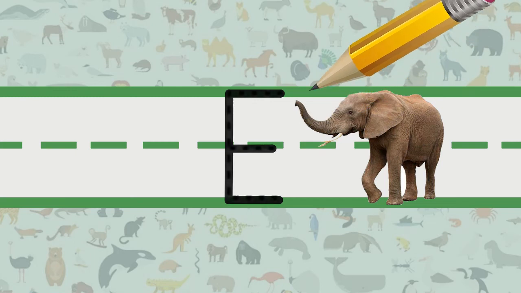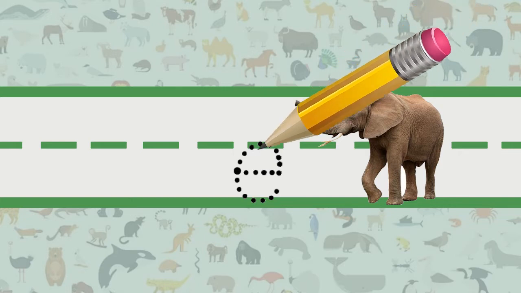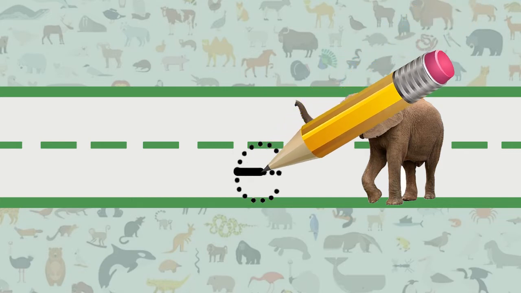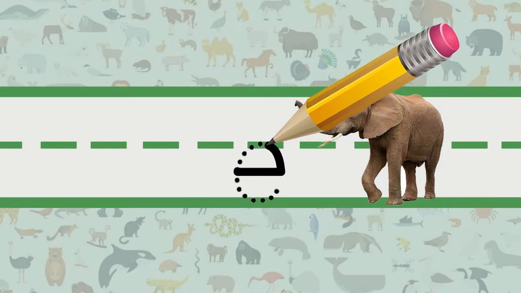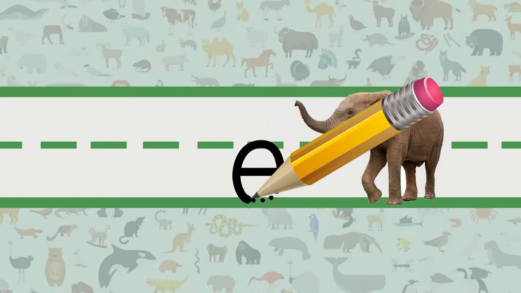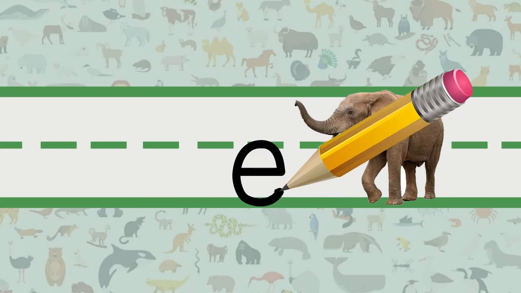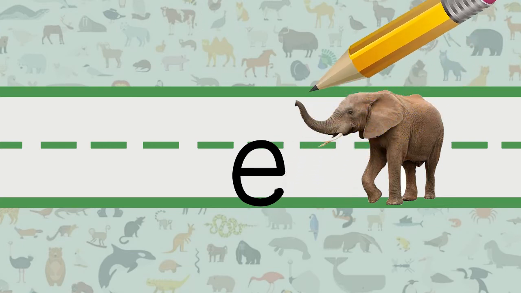Good job! Now let's write lowercase e, or small e. Start below the middle and then draw a straight line to the right. Then draw a curved line up to the middle and all the way around the straight line to the bottom. Good job! Let's do that again.